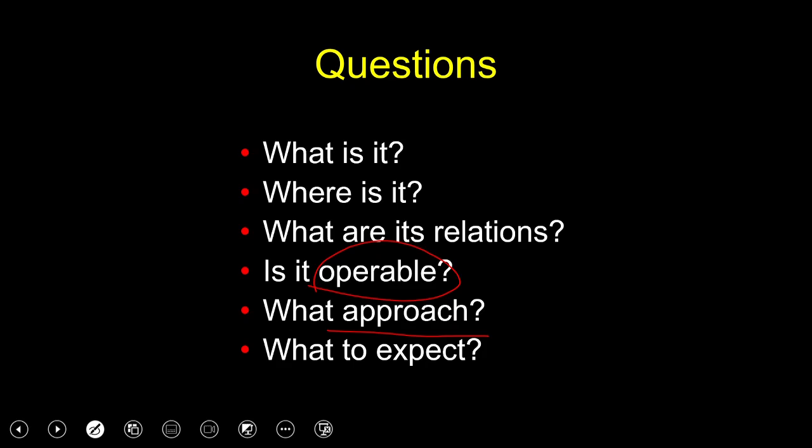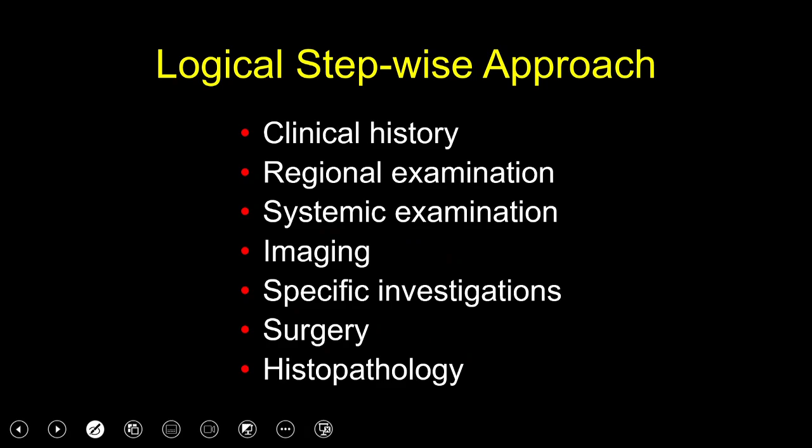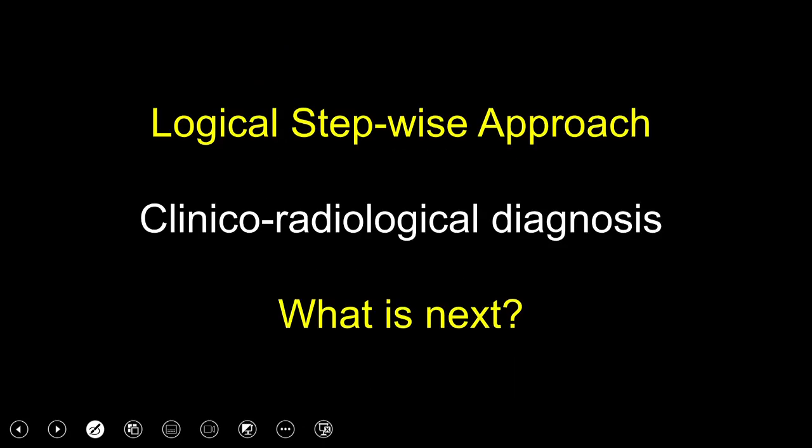When you have to ask these questions and reliably answer before you counsel the patient and schedule a patient for surgery, you have to go through the logical steps of clinical history, regional examination, relevant systemic examination as is appropriate with your differential diagnosis. Imaging, it could be an ultrasound B scan, MRI or CT scan, or even a PET CT scan, special investigations, surgery, and of course histopathology, most important, because based on that would you devise adjuvant therapy.